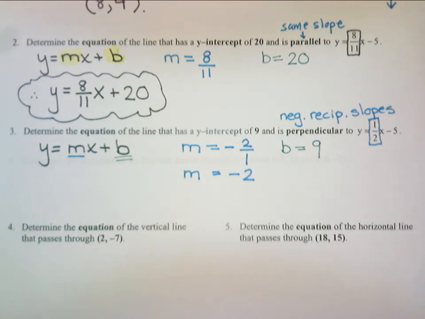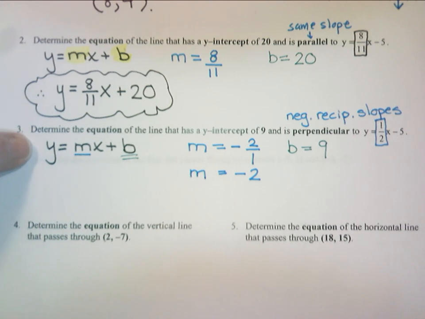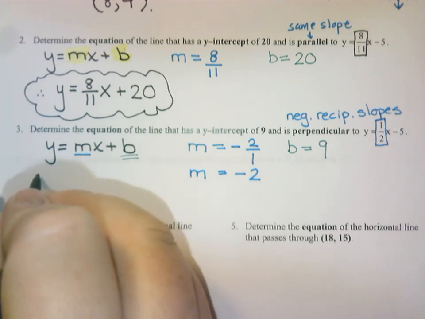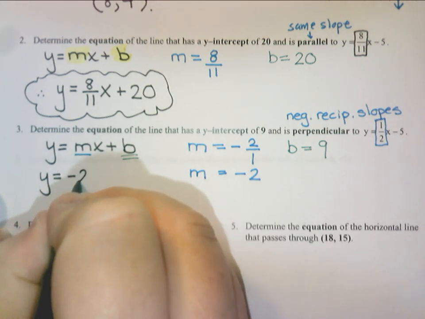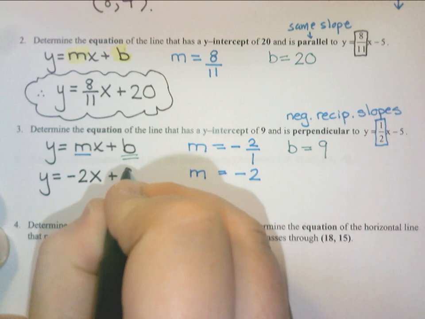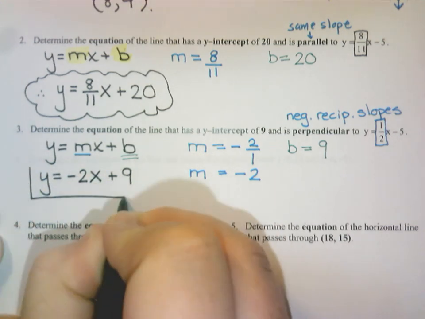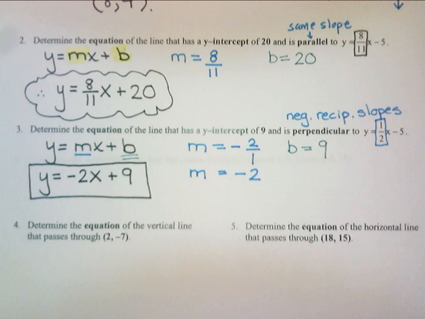So now that I have my slope and I have my y-intercept, all I need to do is just put them in our equation. So we have y equals m, so negative 2x, and then plus our y-intercept of 9. So my equation is y equals negative 2x plus 9.